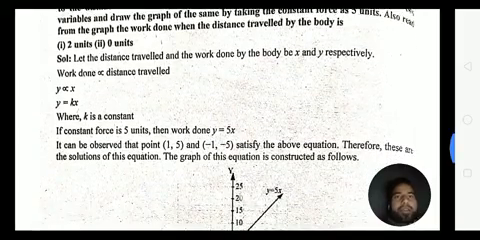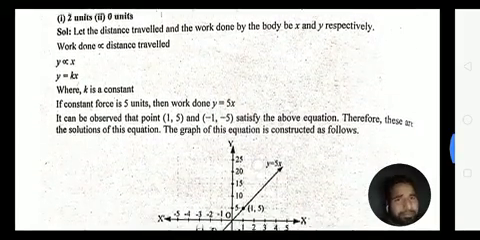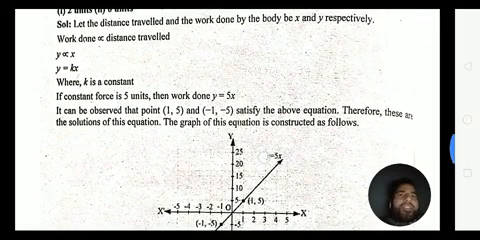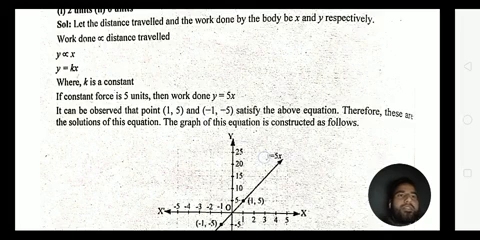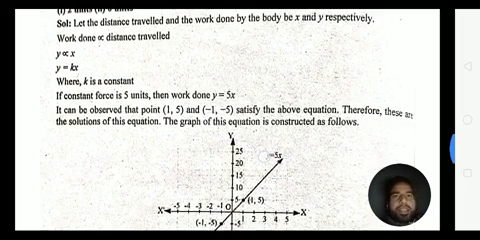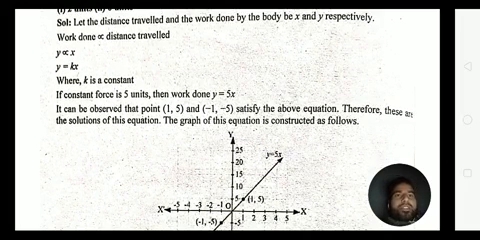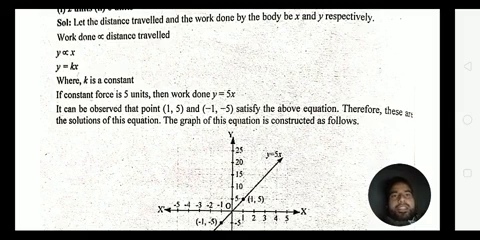Let the distance traveled and work done by the body, which I don't know, be unknown quantities, that is x and y respectively. X is distance traveled and y is work done. Work done is directly proportional to distance traveled, because it is given in the question. That means y is directly proportional to x. It is the sign of proportionality. So y equal to kx. When I have to remove the sign of proportionality, I will introduce some constant, that is k. Y equal to kx, where k is a constant.